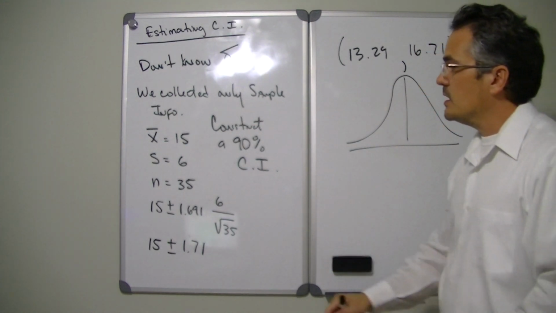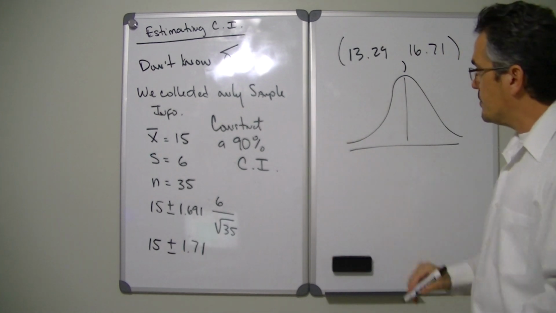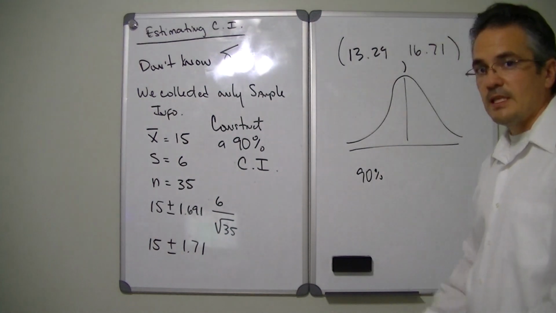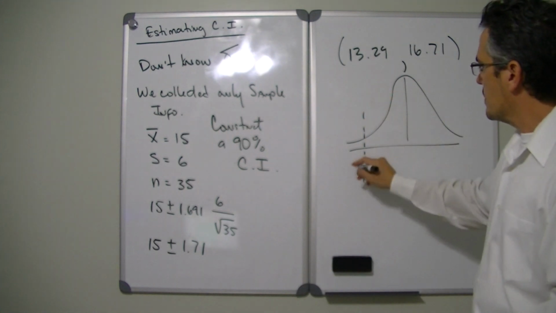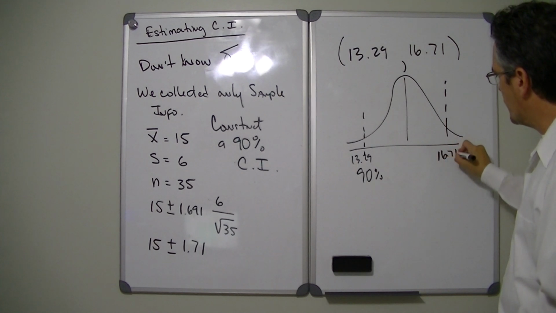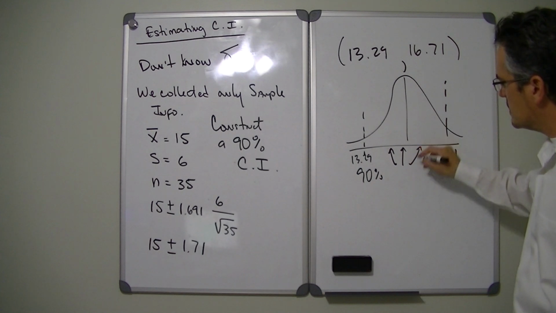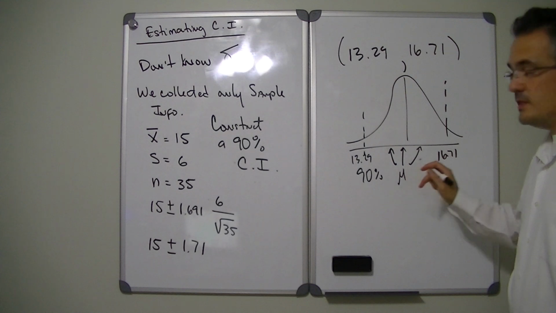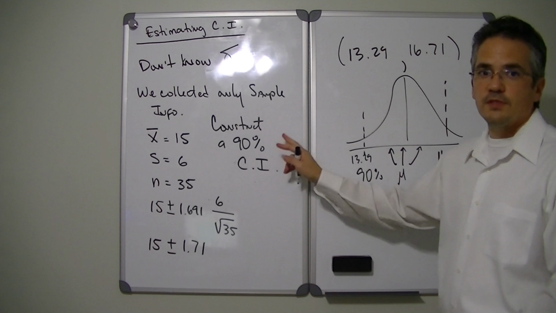But I do know that I have my sample mean, and I am 90% confident. So you can say you're 90% confident that that mean is between 13.29 and 16.71. So my center of the data, my population mean, is between that number, and you are 90% confident of that.